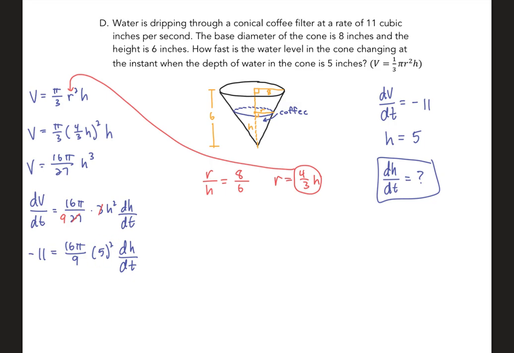Okay, so this will be 25, and you could times it by 16. So 25 times 16 is 400, I think. Yeah. So this is 400 pi over 9. Actually, I'll write that.